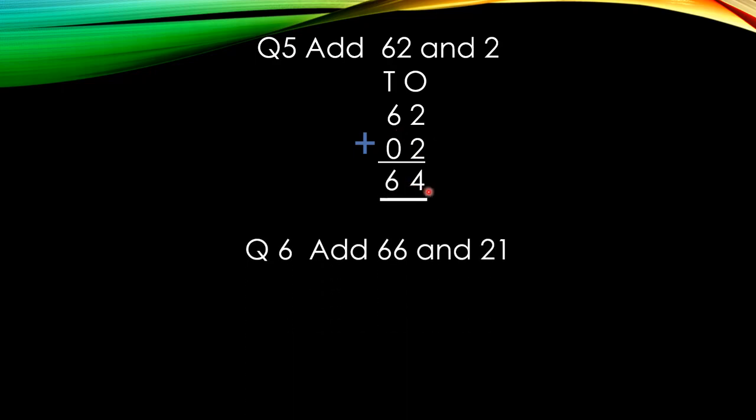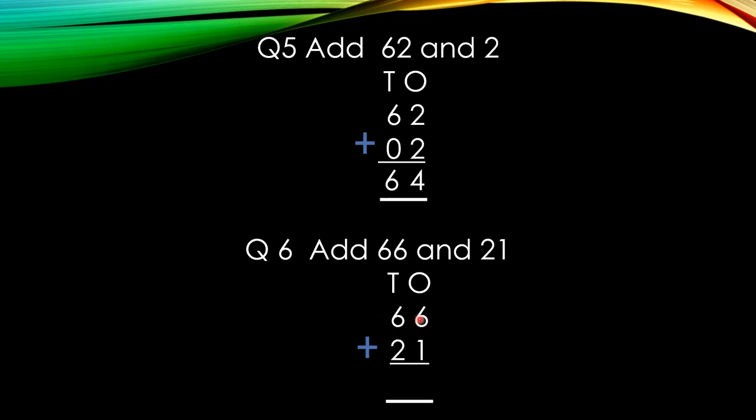Now in question number 6 add 66 and 21. So first of all we will write places ones and tens. Okay beta. After that first number is 66 so we will write 66. Okay, and after that 21. Okay, 2 under tens column and 1 under ones column. Now we will put addition sign.